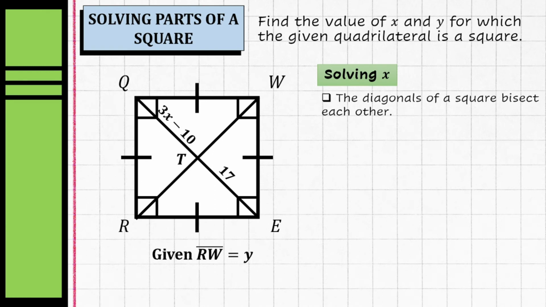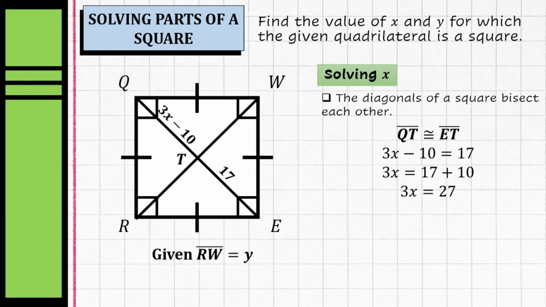So the diagonals of a square bisect each other, so we can say that segment QT is congruent to segment ET. So let's substitute the value of QT and ET, and we will have 3x minus 10 is equal to 17. Then let's transfer negative 10 to the other side by applying the addition property of equality. So we will have 3x is equal to 17 plus 10. So 17 plus 10 is equal to 27. Let's divide both sides by 3 and x will be equal to 9.